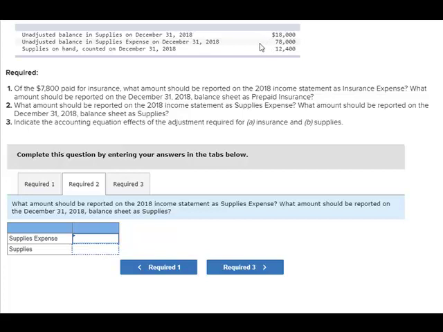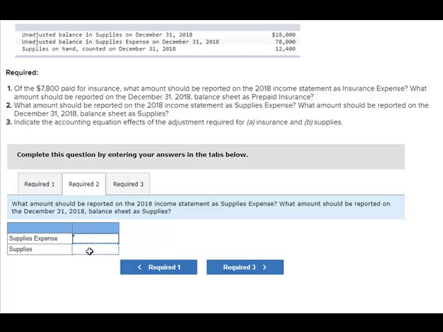So they've recognized $78,000 of expense, but we still have to recognize more because our account shows an $18,000 balance of supplies when we actually only have $12,400. So the difference of $5,600 represents additional supplies used, not reflected in the $78,000 number. And so our total supplies expense then for 2018 will be the $78,000 plus $5,600. And that's the amount that you would put here.